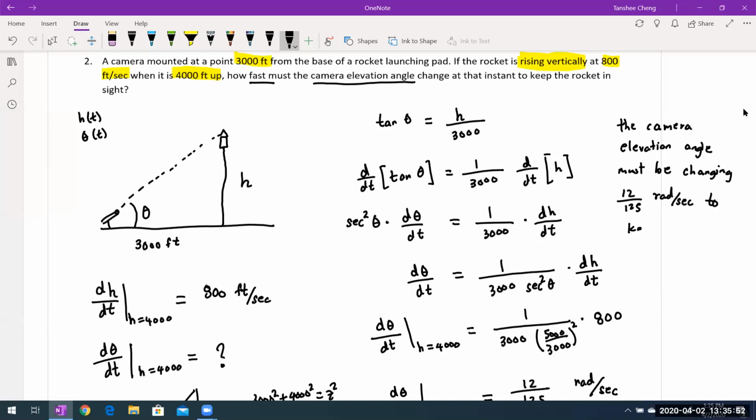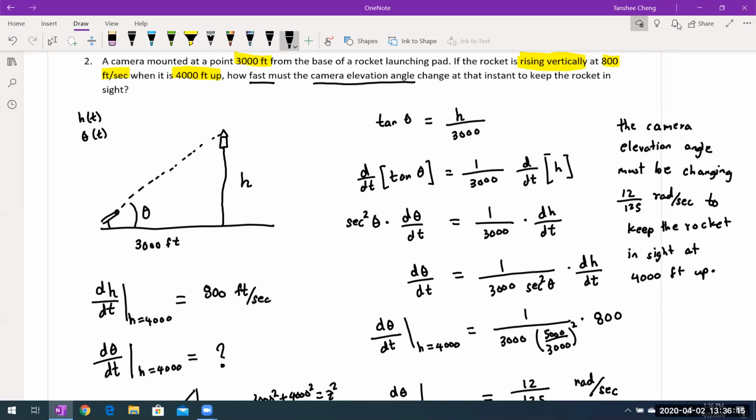To keep the rockets in sight at 4,000 feet up. So that will be the interpretation of this final answer.